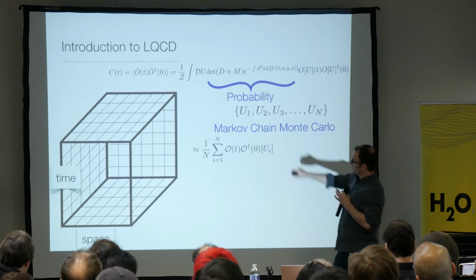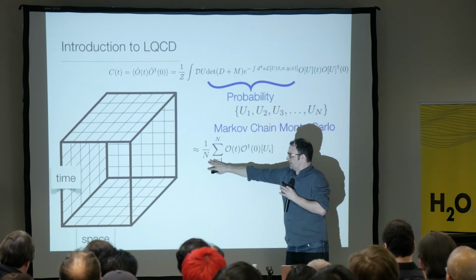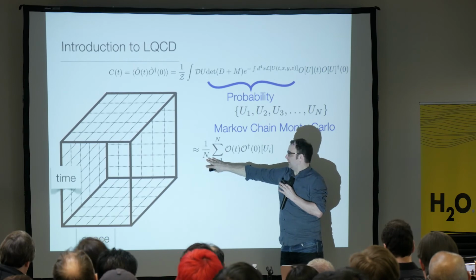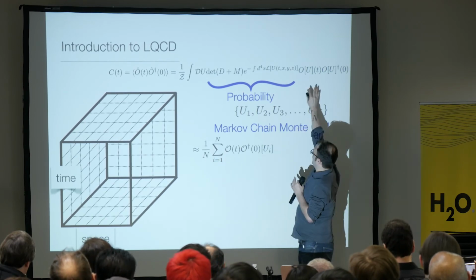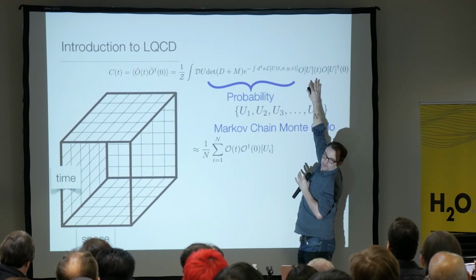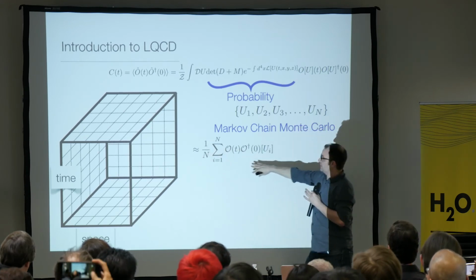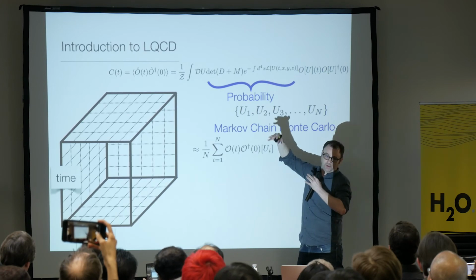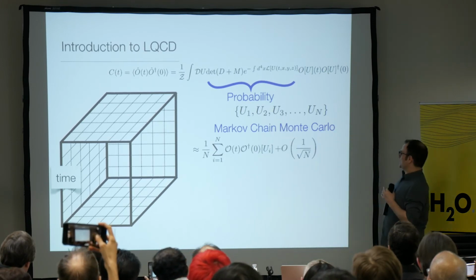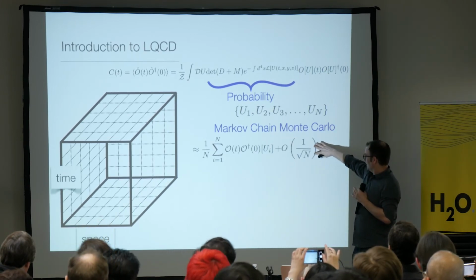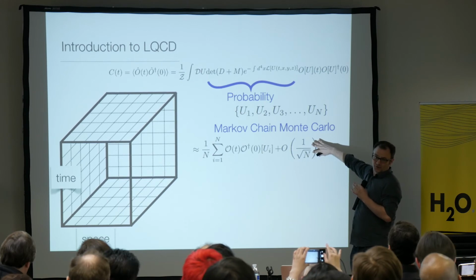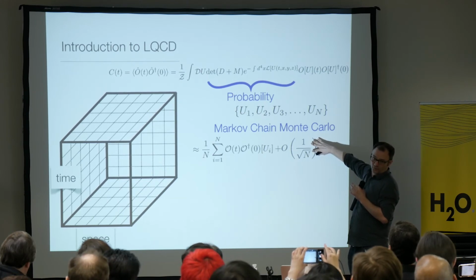And at the end of the day, you can show the answer you want, at some finite n, is simply given by the average of some O, which is just meant to denote some operator, averaged over the different possible ways this U field can fluctuate in your universe. And then you have some stochastic uncertainty that improves with 1 over the square root of n.